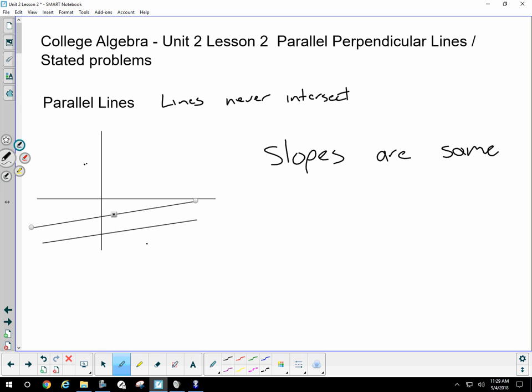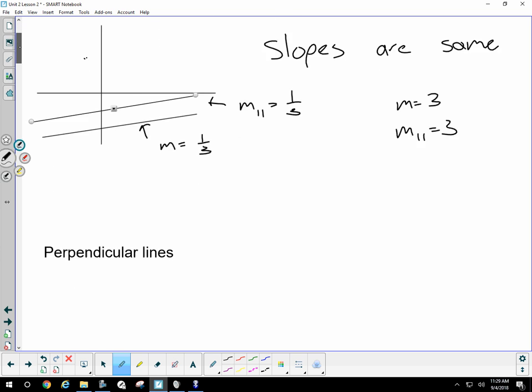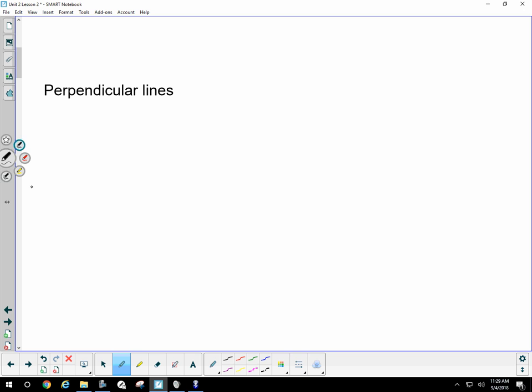If this line has a slope of 1/3, this line, I'll put a little ||, a symbol for parallel lines, this parallel slope is also 1/3. If you have a slope that's 3, a parallel slope will also be 3. Okay? So, any set of parallel lines, slopes are equal.